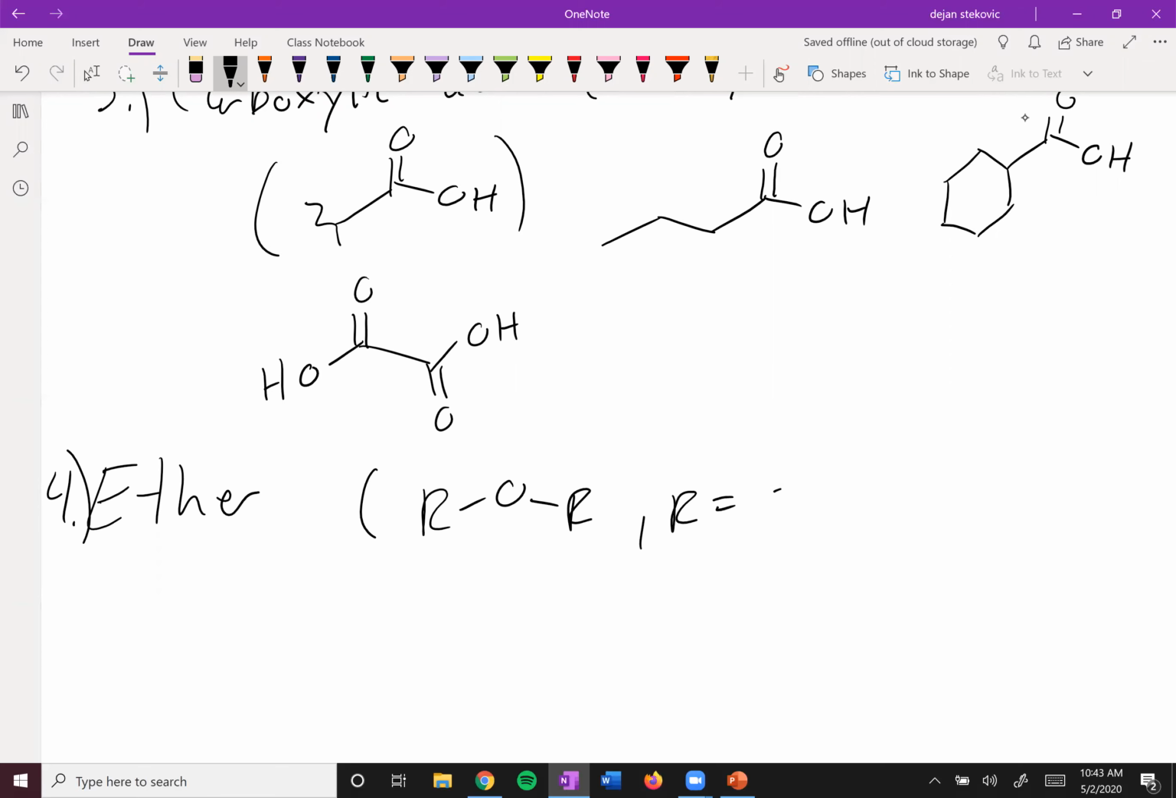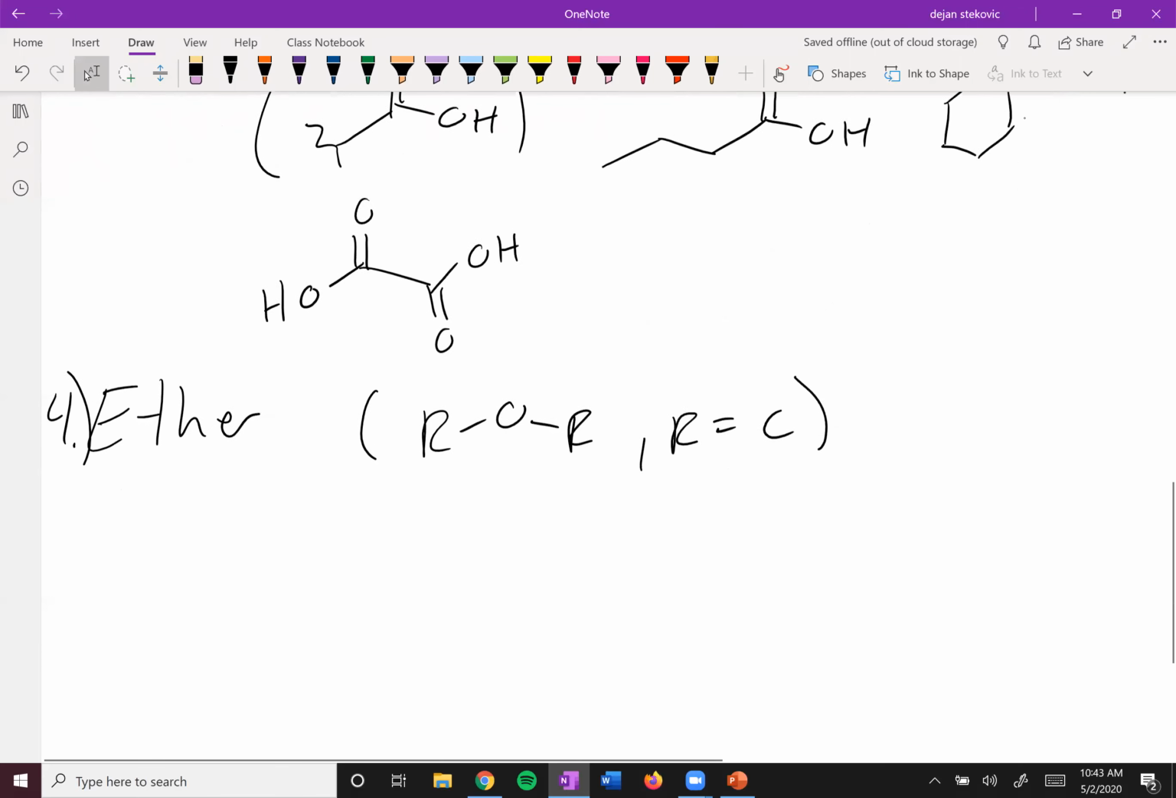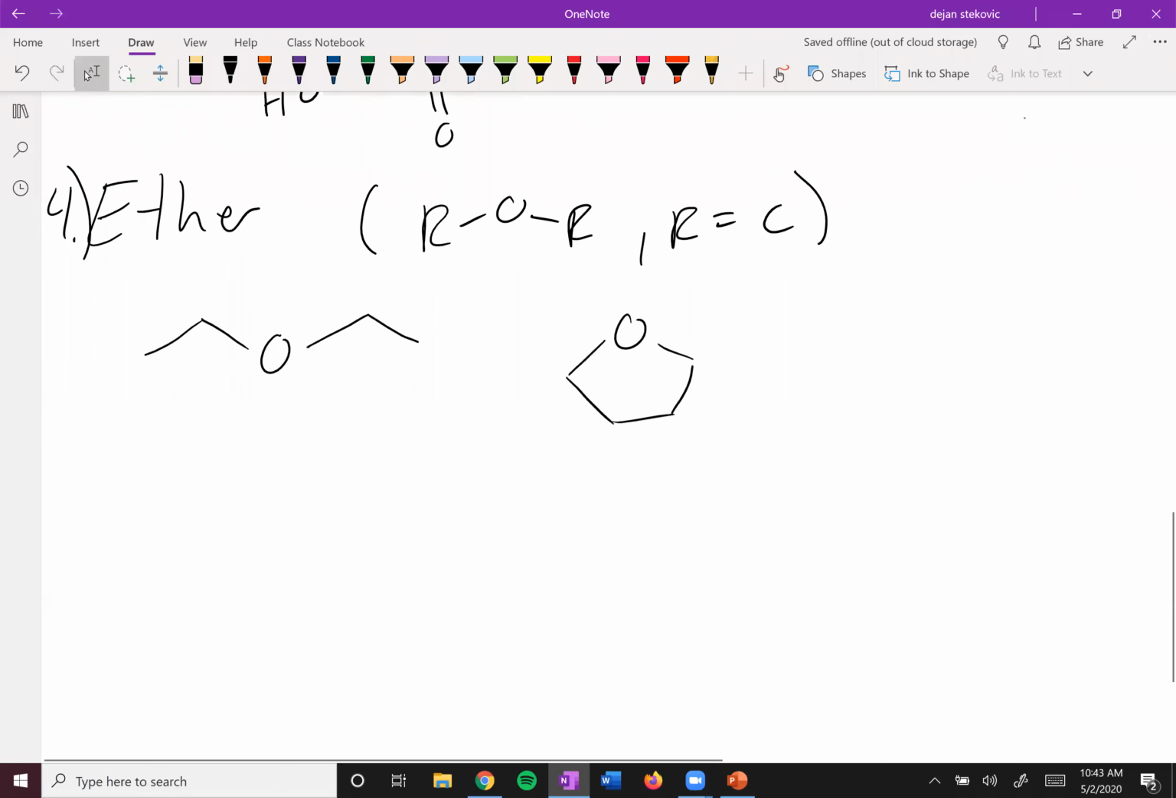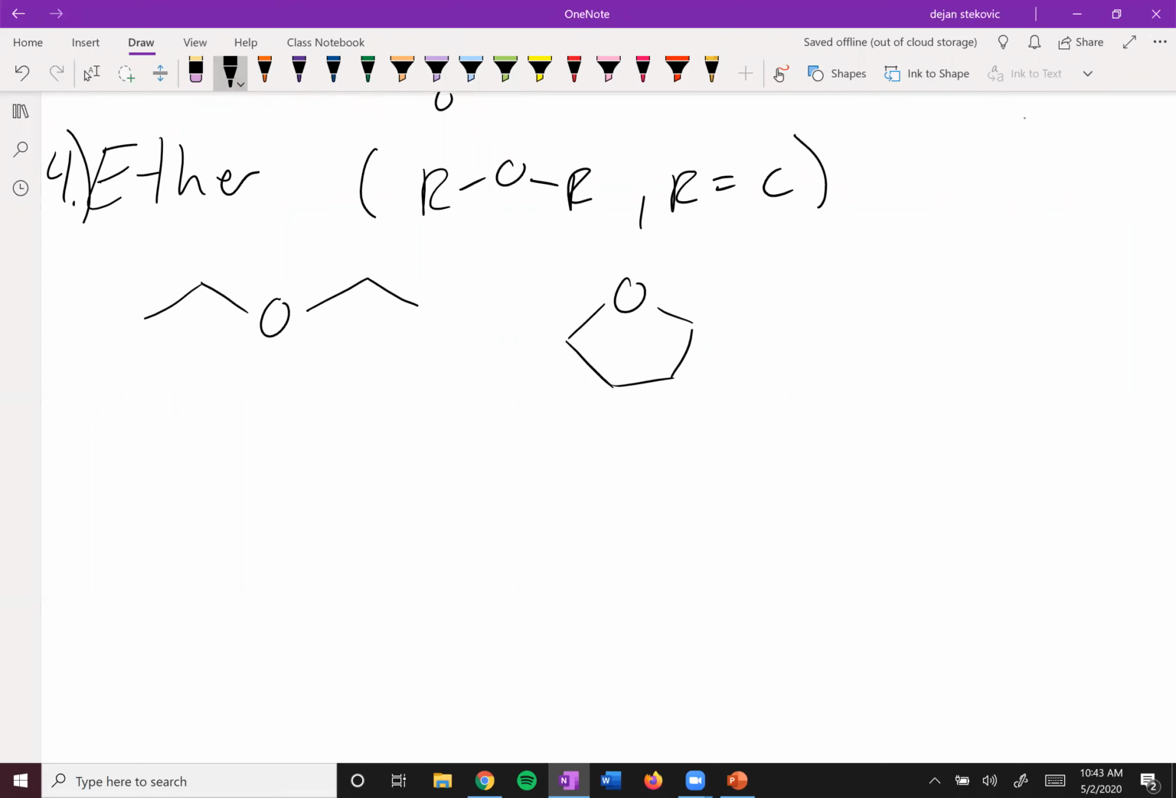So these R's are carbons, and then those carbons are bound to something else. The most popular example is diethyl ether. So there are two ethane groups on either side of this. Remember, we don't have to draw any lone pairs for this oxygen. You can put it in a cyclic structure, something like this. That's known as THF. You don't have to know that, but just be able to identify an ether.